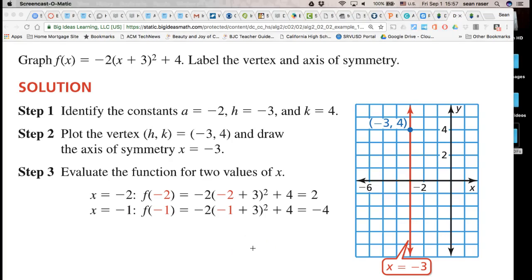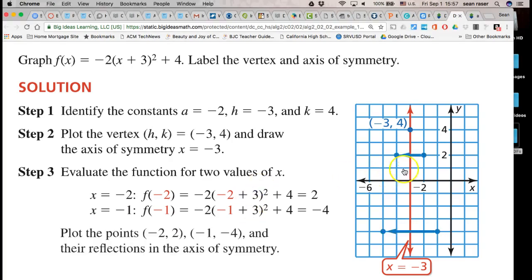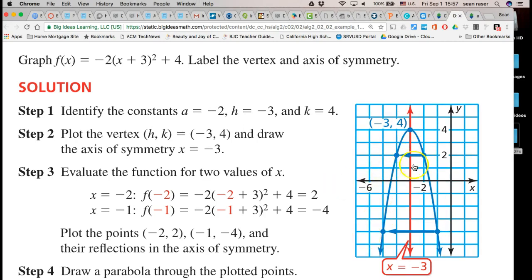So let's go ahead and look at what our finished graph looks like. So we plot those points, then get the symmetrical ones, and then we just go ahead and connect it with a smooth curve, and we have our parabola. So that's how we use the vertex and axis of symmetry to graph a parabola when we're in vertex form.